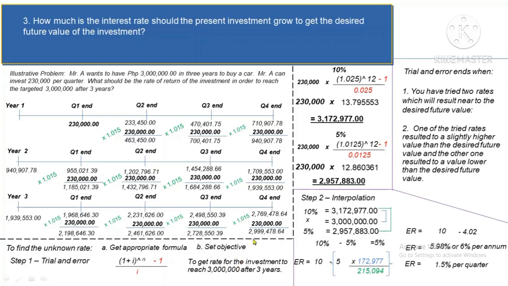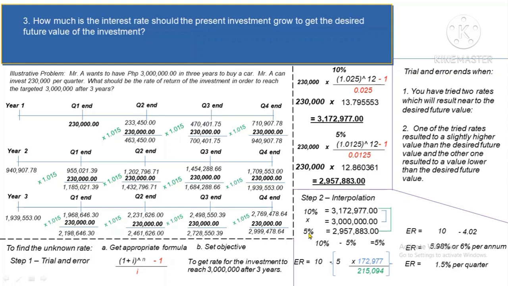But if you want to be strict, then interpolate again and come up with trial rates which will result to nearest to 3 million. For example, this 10%, you can change this into 6%, and instead of putting 3,172,977, you're gonna put here the 2,999,478, and instead of using 5%, for example, you can change this to 6.10%. It's really up to you, but follow the steps, of course. So that's it. So before we end this though, I have a problem that you need to solve.